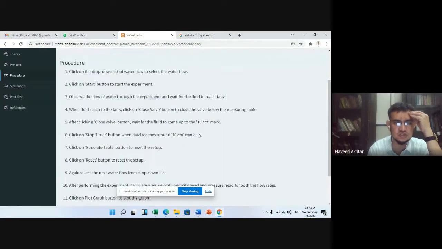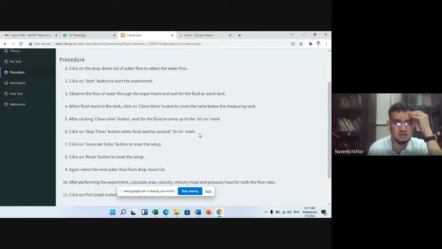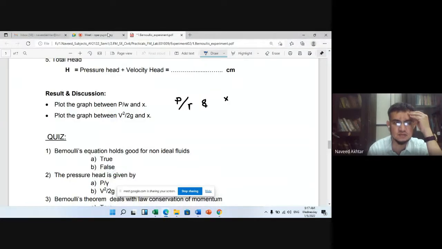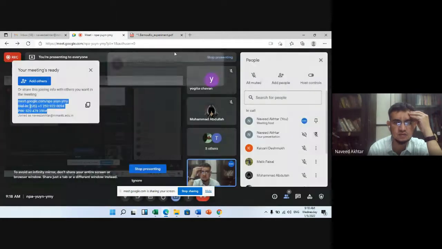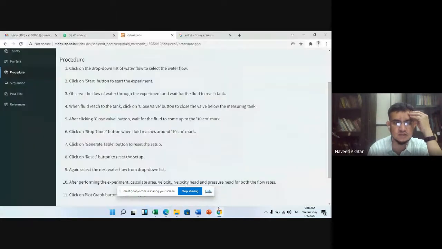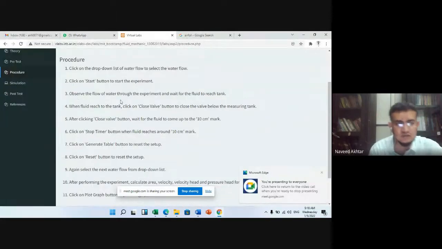So this procedure is: click on the drop down list of water flow to select the water flow. Observe the flow of water through the experiment, wait for the fluid to reach the tank.